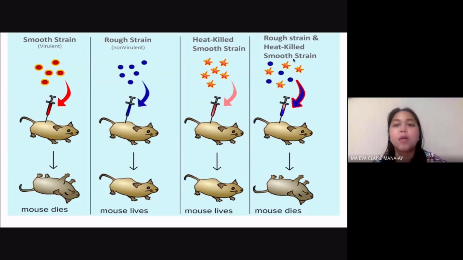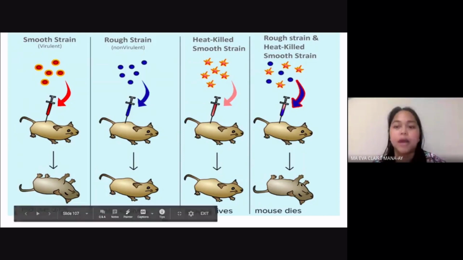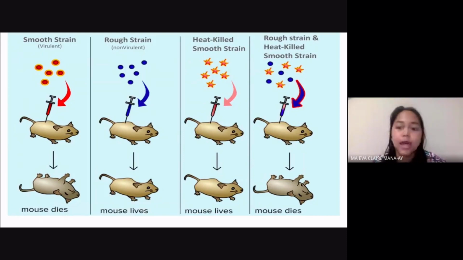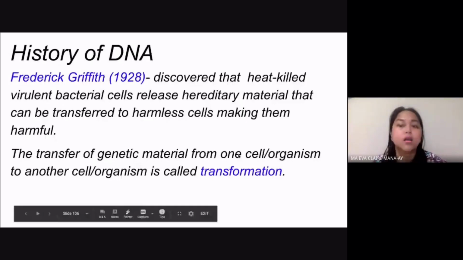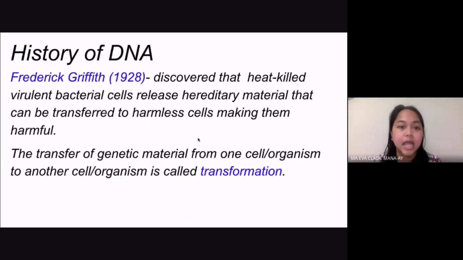But what happened was that when he tried to combine these two, the heat-killed smooth strain bacteria and your rough strain bacteria, which is non-virulent, both of them, when he combined it, the mouse died. Okay, and so that led him to conclude that the transfer of genetic material from one cell or one organism would have DNA involved. Okay, so he said there's something. He actually did not pinpoint it to be DNA yet. Okay, he just said there's some hereditary material, there's some material in that bacterial cell that even if it has been heat killed, it still was able to cause harm to these mice.